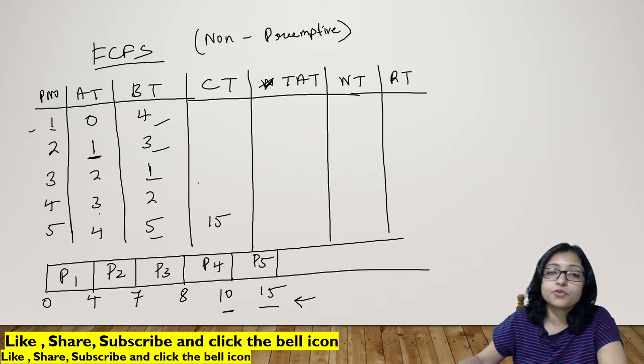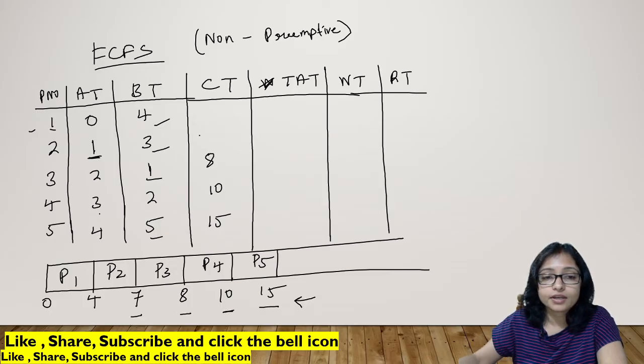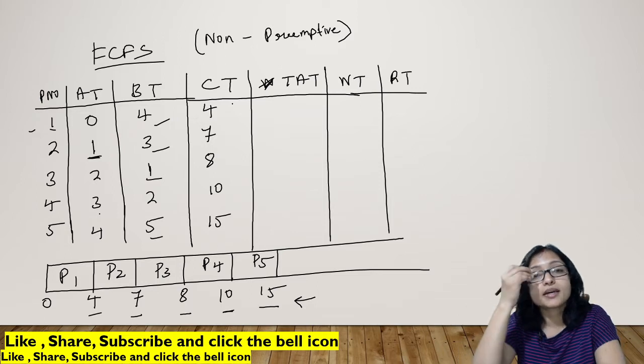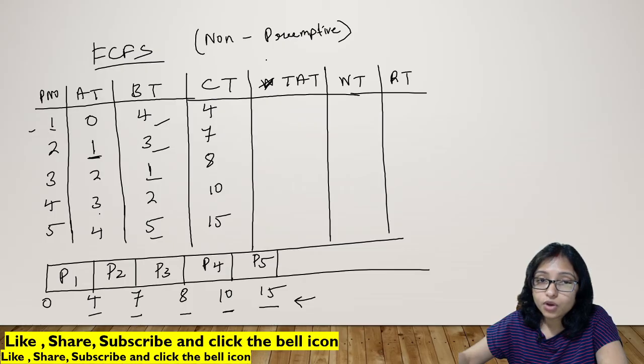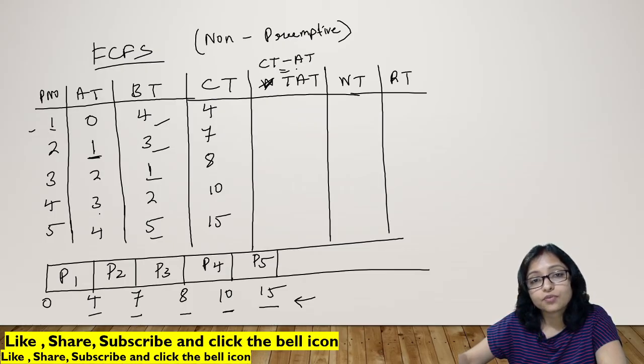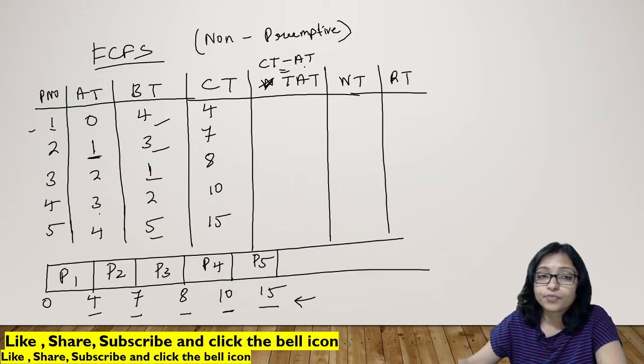Completion time of P4 is 10, here it is 8, here it is 7, here it is 4. This is my completion time. And what is turnaround time? Turnaround time is completion time minus arrival time. So completion time is 4, arrival time was 0, so here turnaround time is 4.